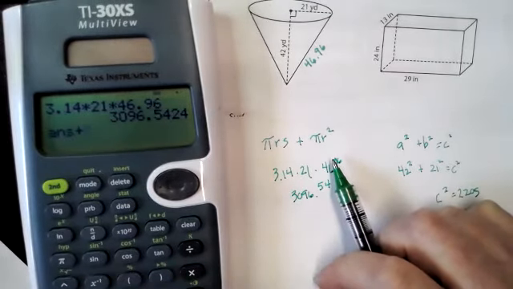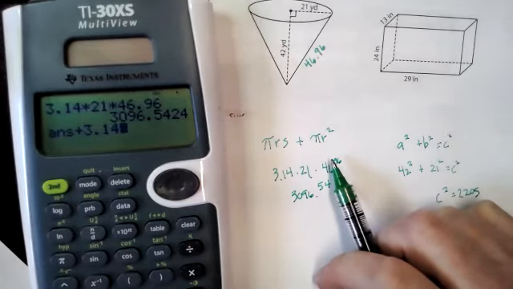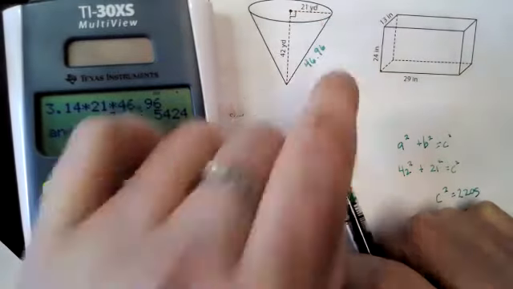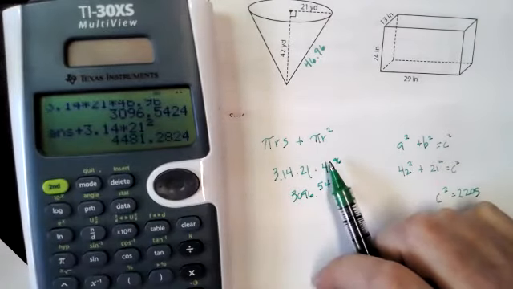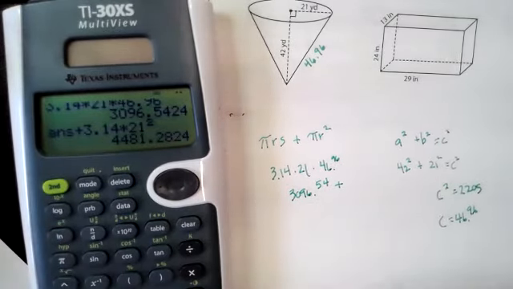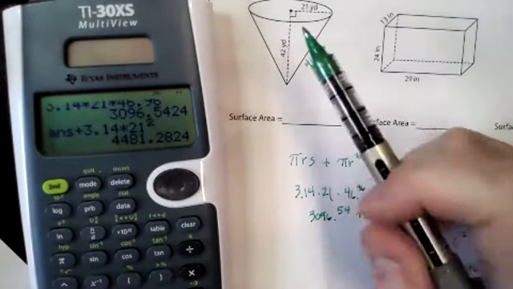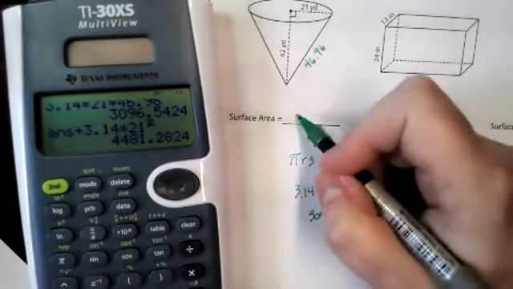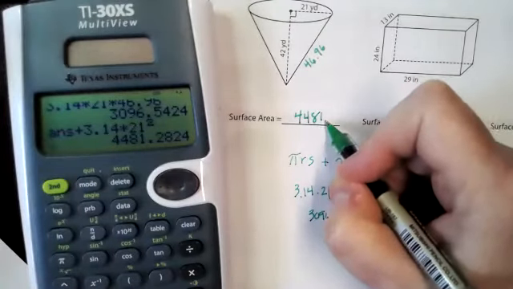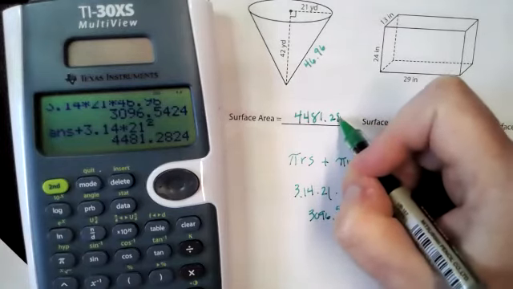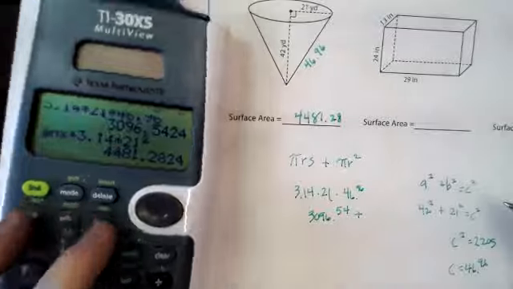It's a long problem when you have to find the side. It's just a whole nother set of procedures. So we've got 3.14 times the radius 21 squared. Arrow out of that. So the surface area of this cone, including the round portion, is 4,481.28. So hopefully that made sense.